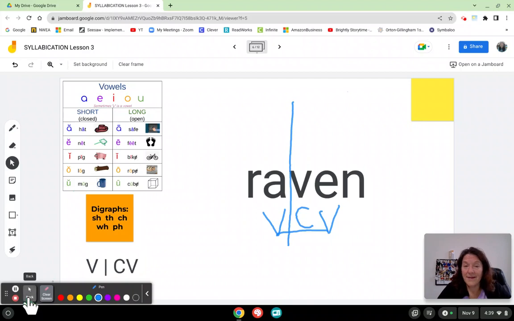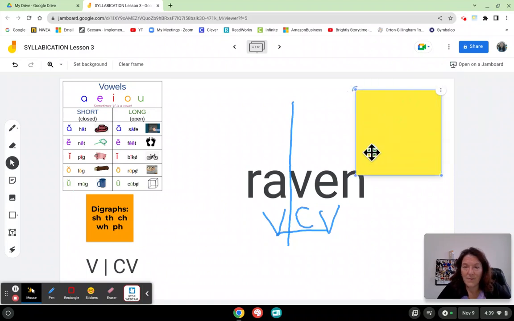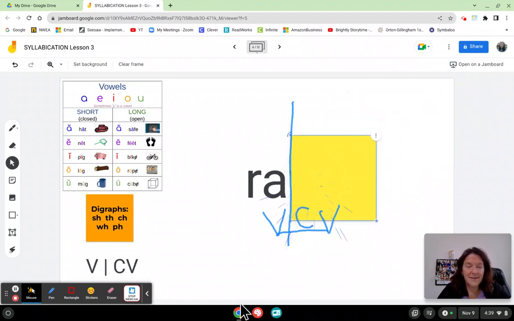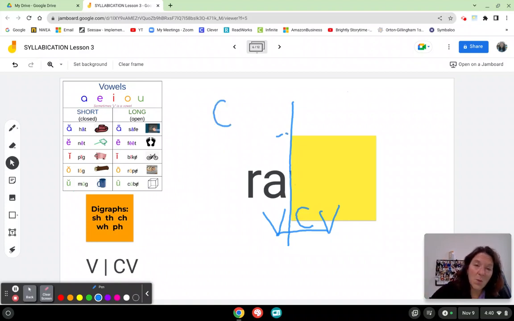Now I'm ready to identify my open and closed syllables. Grab my blocker, blocking that second syllable. And I find my vowel and I can't draw. The line's blocking me. I can't draw a line to a consonant. So therefore, this is an open syllable because there's nothing after the vowel. I'm only concerned with what's after the vowel, not before. So it's open and it makes that a long A.